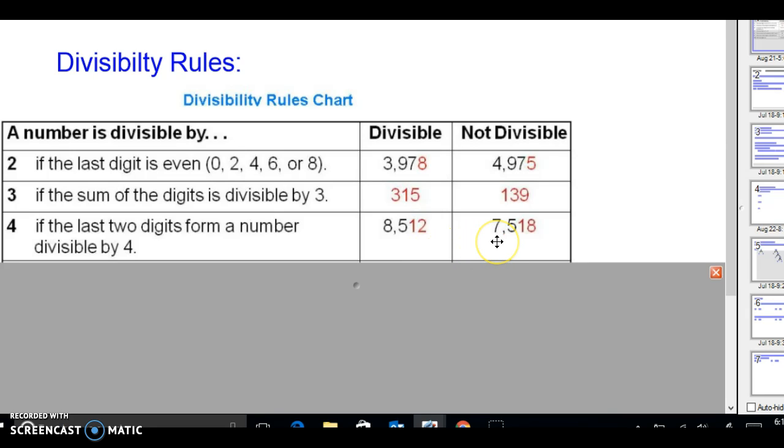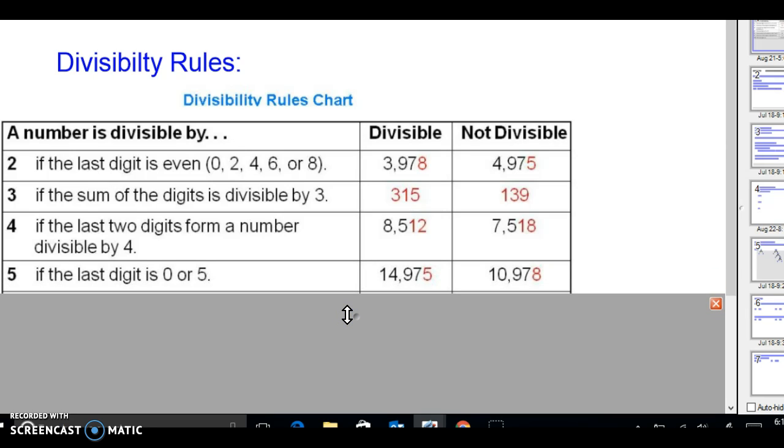Let's look at the next number, 7,518. The last two digits form the number 18. Is 18 divisible by 4? No, it is not. Therefore, 7,518 is not divisible by 4.